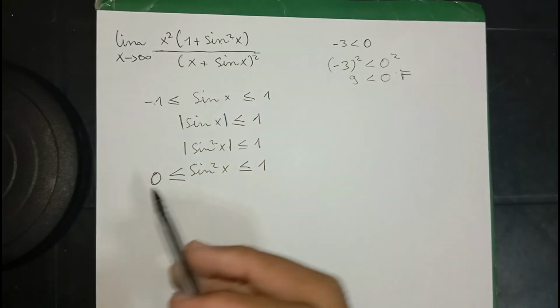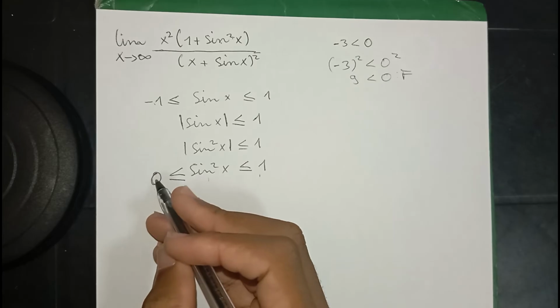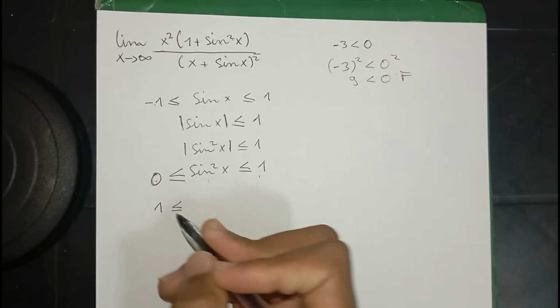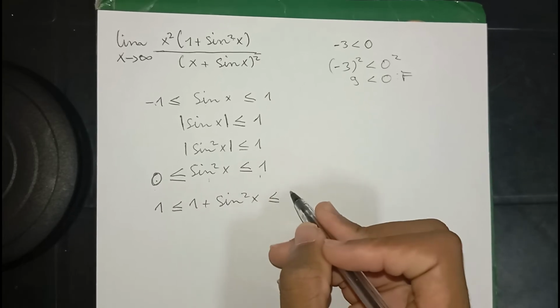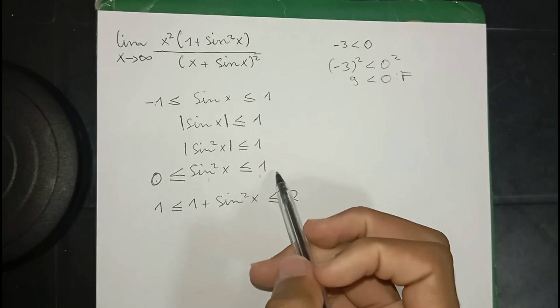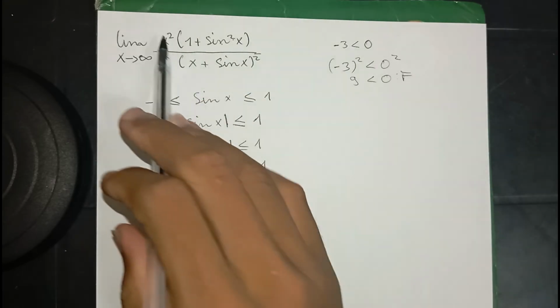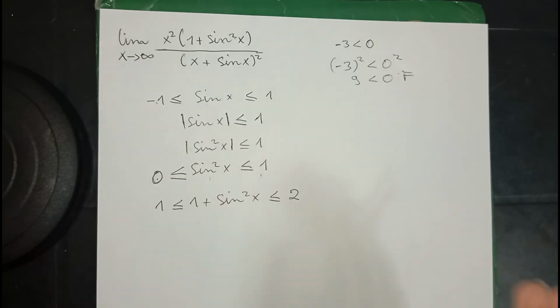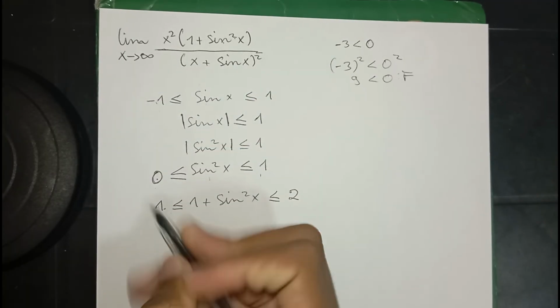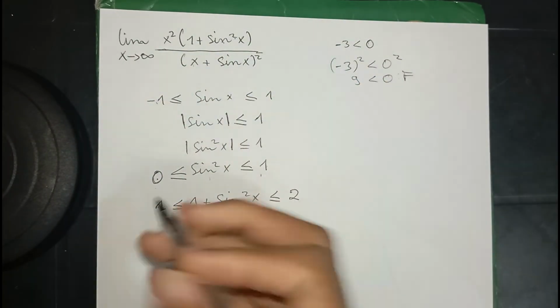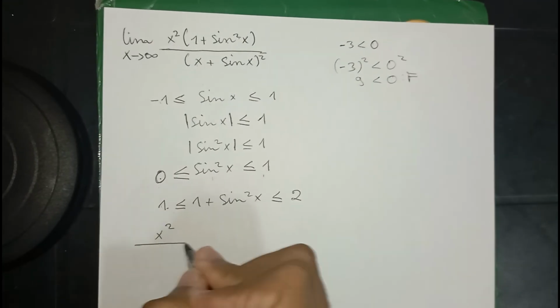So I can add the 1 to every member here. So 1 plus 0 is 1. Here we get 1 plus this, so here we get 2, right? 1 plus 1. Now this will always be positive. As x approaches infinity, there's no need to worry about the signs here. So I can just multiply and divide at the same time like this. It's the same difference. So what do we get?